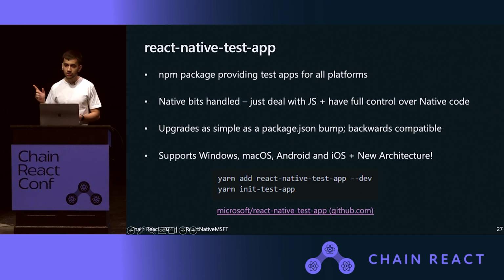RNTA has dependencies to React Native Windows and React Native macOS. So if you want to test your upgrades, you just have to bump the version of any of those dependencies in the package.json, or we have a CLI as well, wherein you can choose from. You can test on newer or older React Native versions. It supports Windows, macOS, Android, and iOS, and it supports the new architecture. You can get started today by just adding React Native Test App to your project and running init-test-app. You can find more details of this at the Microsoft React Native Test App repo on GitHub.